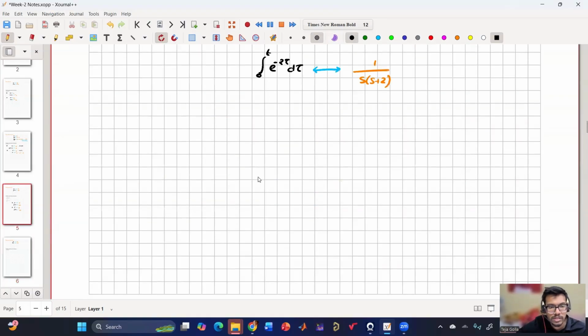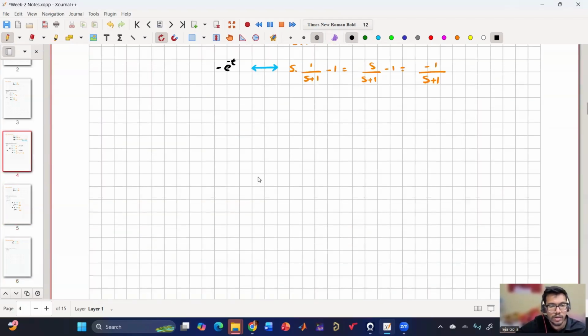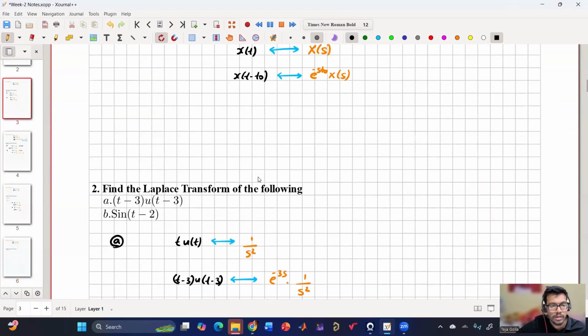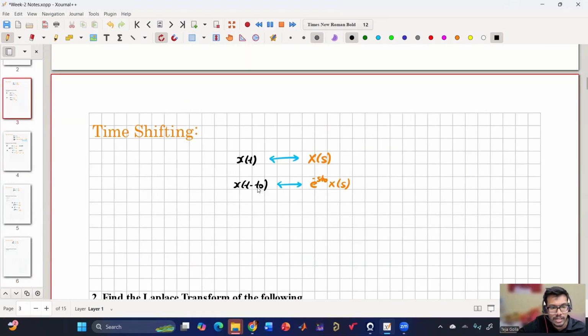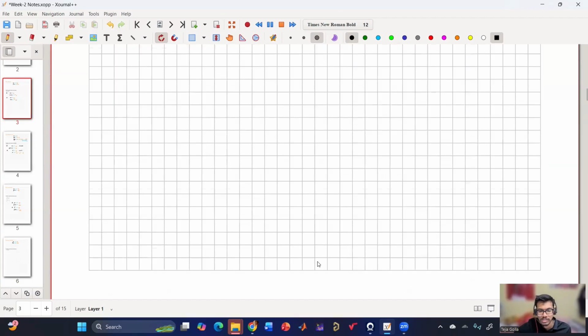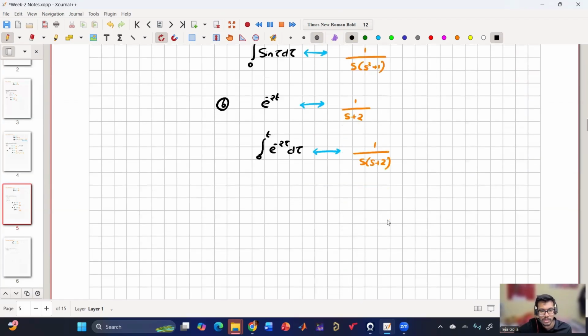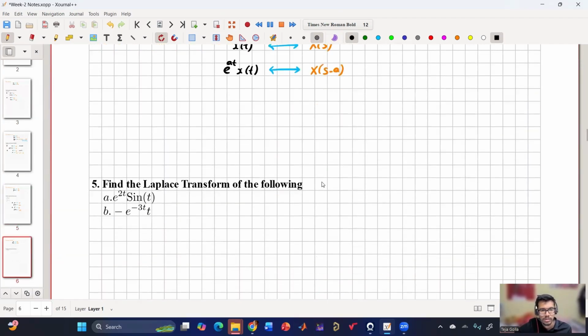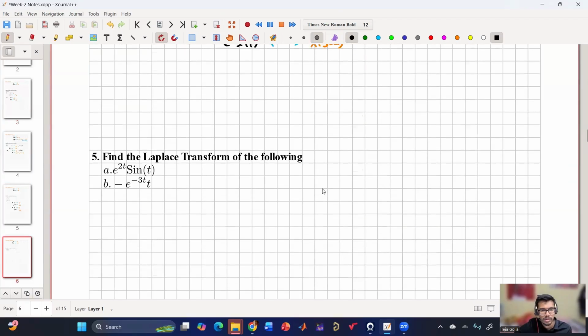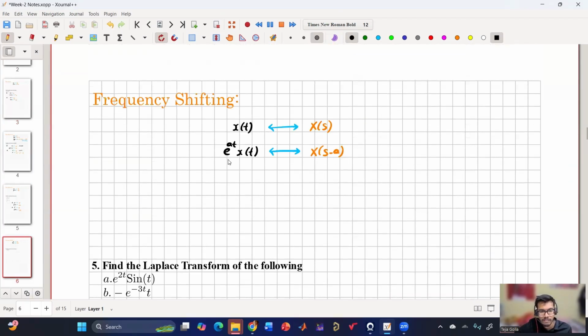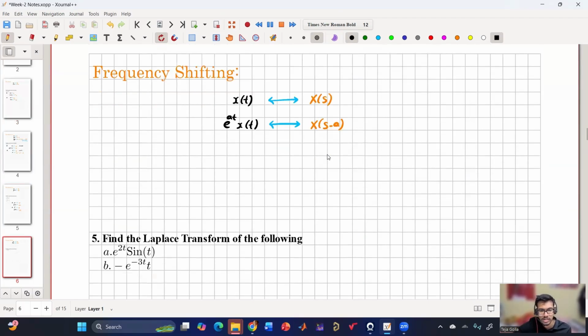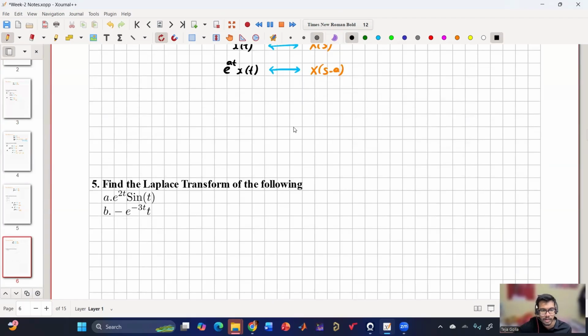Whereas if you see time shifting, there will be a minus sign on this e to the power minus s t naught. It is not the case for frequency shifting. If we have frequency shifting, then we have a plus sign on the time side, e to the power at. Whereas in the case of time shifting, we'll have a minus sign on the frequency side. That is one thing you should keep in mind.